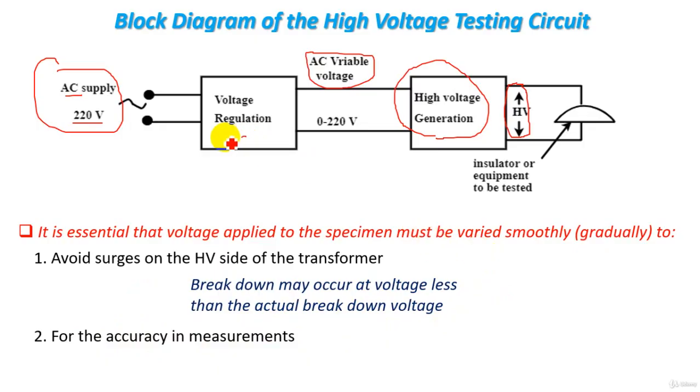So voltage regulation is very important to be used in the high voltage testing circuit to produce a variable voltage, and this variable voltage should be varied smoothly and gradually for the following reasons.